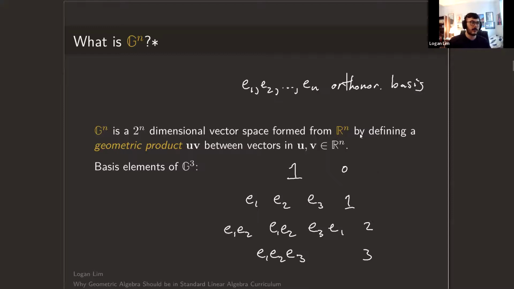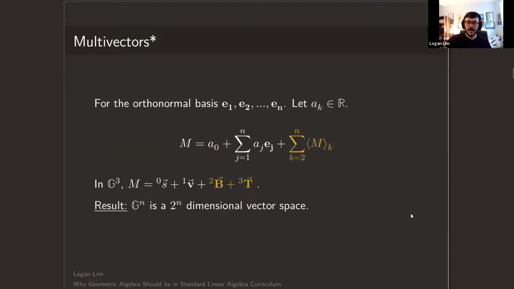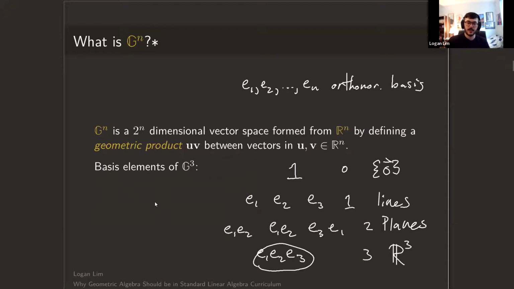Remember, scalars represent these 0-dimensional objects. And strangely enough, so does this. This is a 0-dimensional object. It represents the entire set R3 itself. This represents the 0 vector, that subspace of R3. And this represents the one-dimensional subspaces, which are lines, and the two-dimensional subspaces, which are planes. Right? And if you count all these, this will also be 2 to the 3, which is 8.